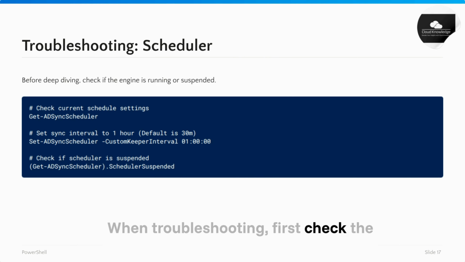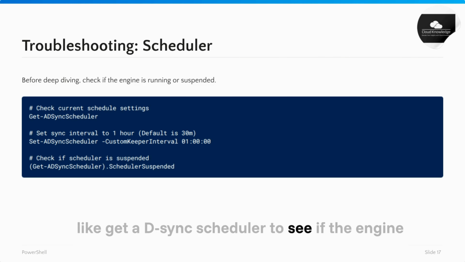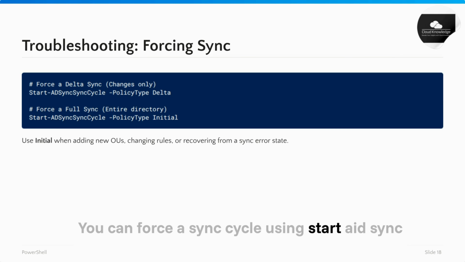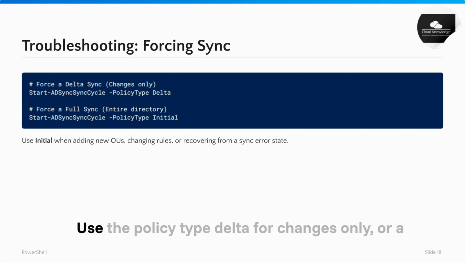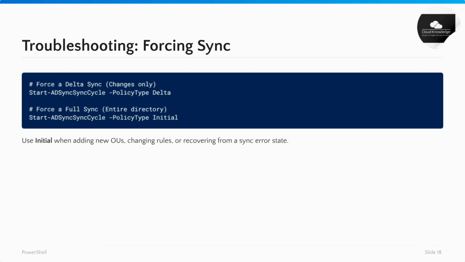When troubleshooting, first check the scheduler status using PowerShell commands like Get-ADSyncScheduler to see if the engine is running or suspended. You can force a sync cycle using Start-ADSyncSyncCycle. Use the policy type Delta for changes only, or policy type Initial for a full sync of the entire directory, useful after changing rules or recovering from errors.